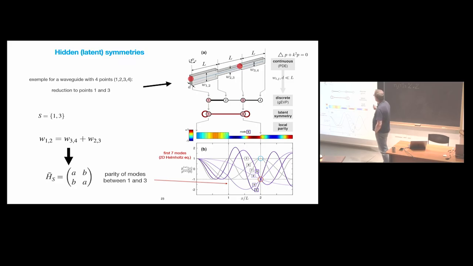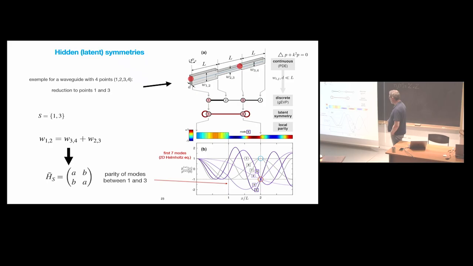So we start from the wave equation, we go to discrete. Then from the discrete, we make this isospectral reduction to obtain the latent symmetry. And when we do that, we see that to have the latent symmetry on this 2 red point system only, we just need this relation on the width of this waveguide. A very, very simple expression. Then if we look just at these 2 points, the system is symmetric, even if, as you see, globally, it's not at all.